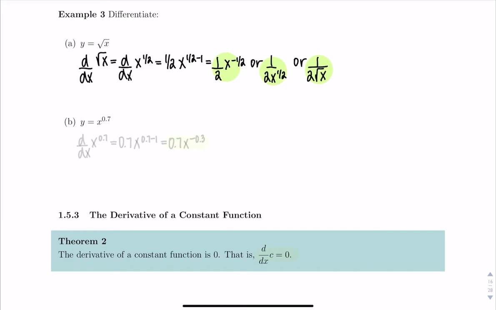Let's try x to the 0.7. So the derivative with respect to x of x to the 0.7, we bring the 0.7 out front, and then we subtract 1 from it. So we end up with 0.7x to the negative 0.3.